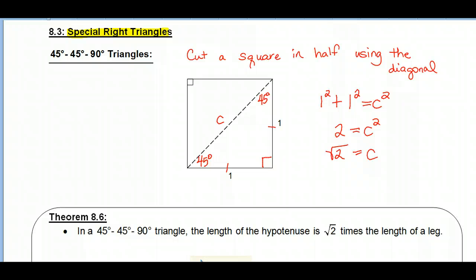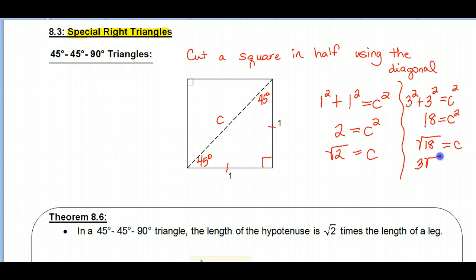So if we were to do the Pythagorean theorem with any square, let's say instead of 1, this was a 3 and this was a 3. What do you think you would get for the hypotenuse? What do you think, Josh? So 3 squared plus 3 squared equals c squared. 9 plus 9 is 18. Square root of 18. Then you can take out a 9, so you get 3 square root of 2. Did I get that right? You got that right.